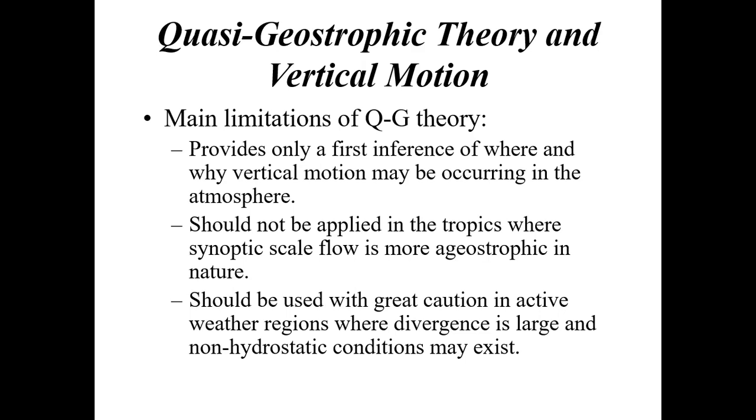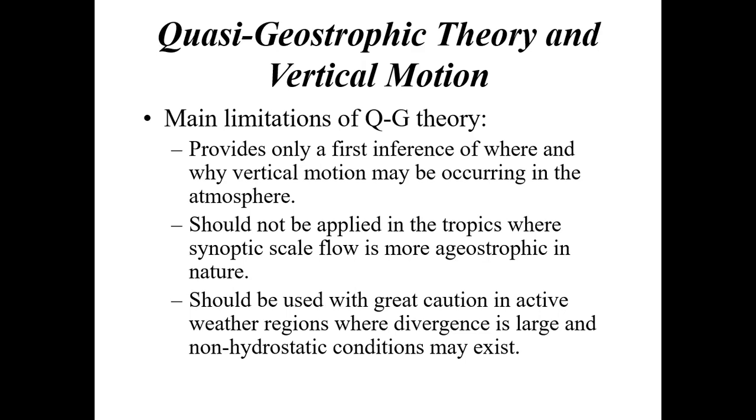First of all, it provides only a first inference of where and why vertical motion may be occurring in the atmosphere. The second limitation is it should not be applied in the tropics, where the synoptic scale flow is more ageostrophic in nature. We really don't have a lot of synoptic scale weather systems in the deep tropics. The main reason is because it's a barotropic environment where we do not have any kind of temperature changes. Additionally, the jet stream, which is that upper level source of energy, is well to the north of the tropics.